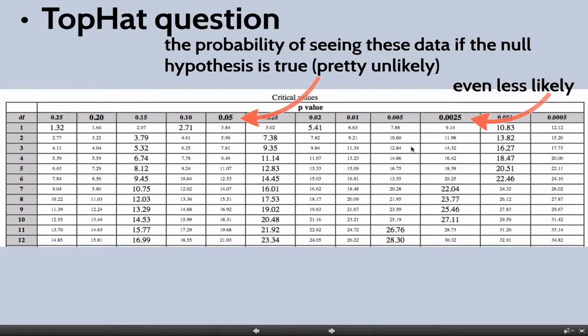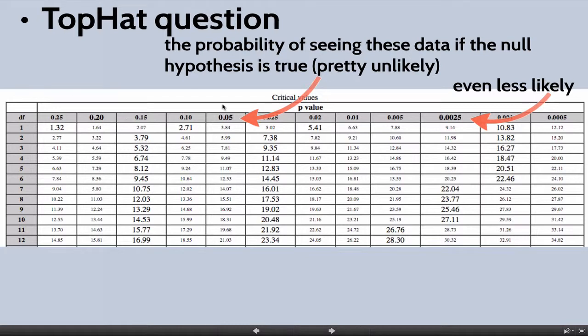All of the cells in white are chi-squared values. They're not p-values. Every row is represented by a different degree of freedom. So this table has the first 12 degrees of freedom. And then in the columns, we have p-values.